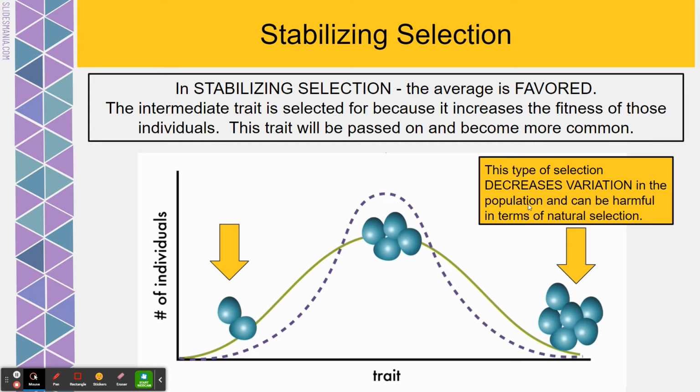And that can actually be harmful in terms of evolution for long term because if the environment changes, you don't have the variety to be able to adapt again to that new environment. So this is stabilizing, where the average is best.